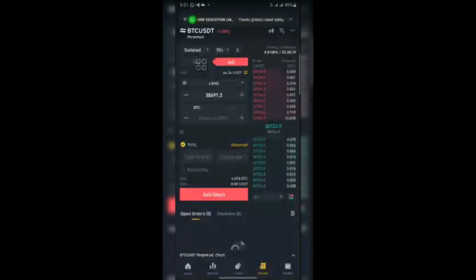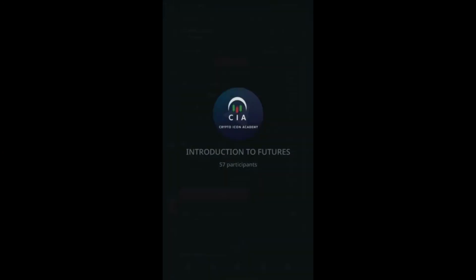Now this place where they write 55x, this is what we call leveraging. You see, adjust leverage. For a BTC trade, it goes from 1 to 125x. Look at it, they said selecting higher leverages such as 10x increases your liquidation risk. Always manage your risk level.